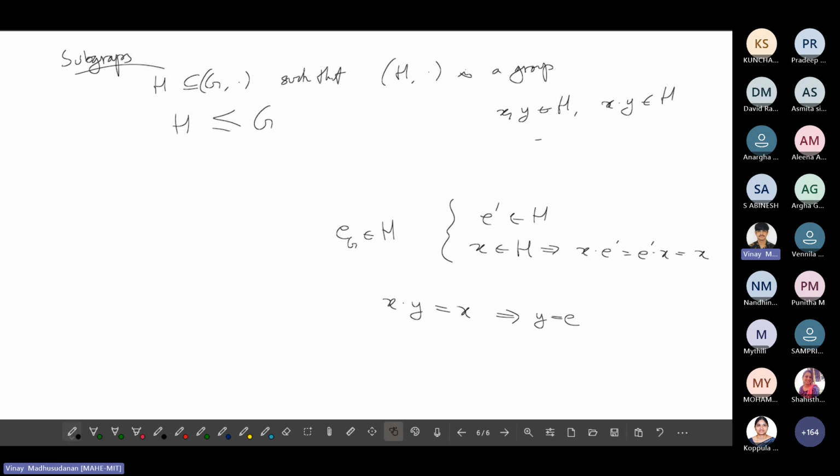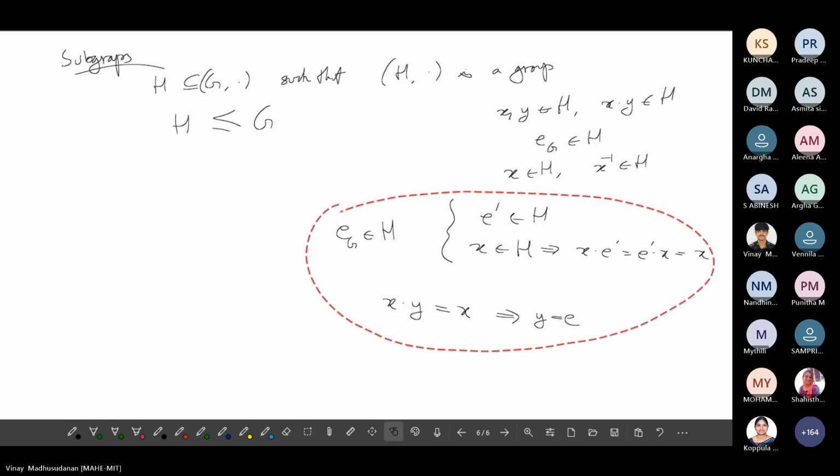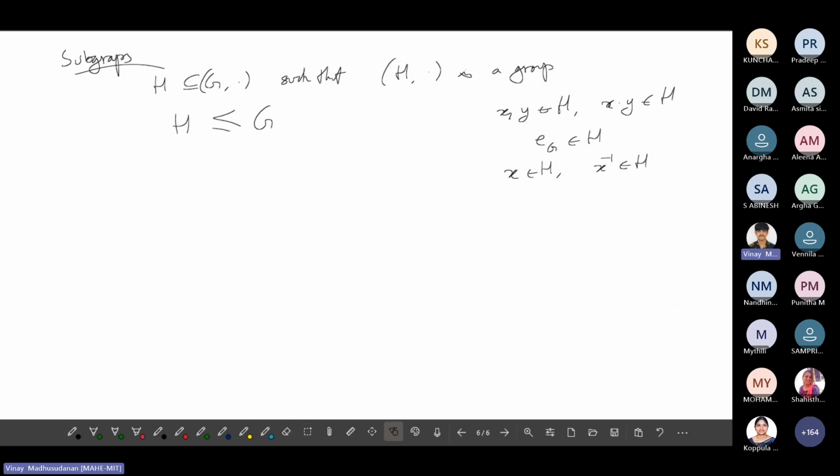So very simply I can say E_G belongs to H. Similarly, for any X in H, again it cannot have a different inverse inside the subgroup, right? Whatever inverse it has in the group, if it has it in the subgroup, it must be the same. Okay. So again, X inverse must be there in H. These are properties that define the subgroup.